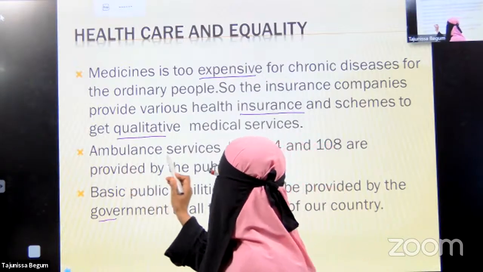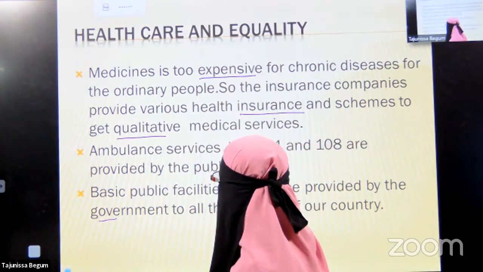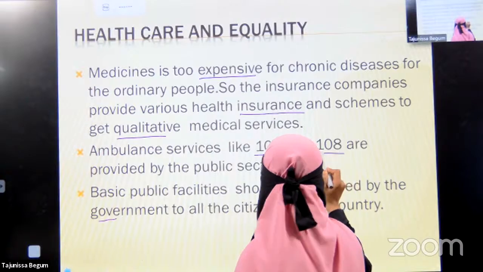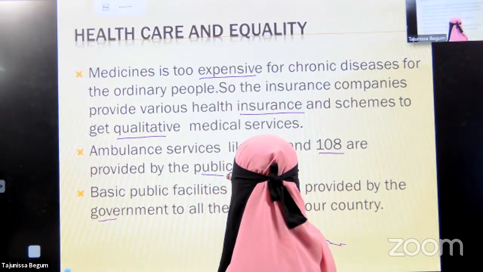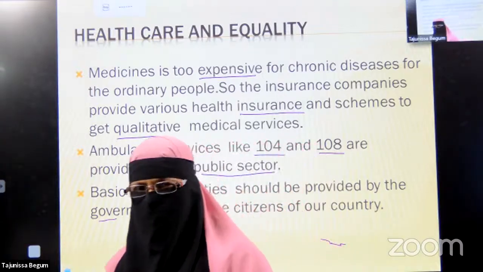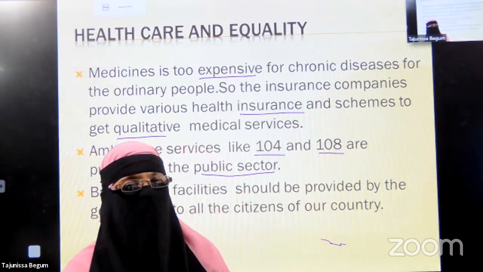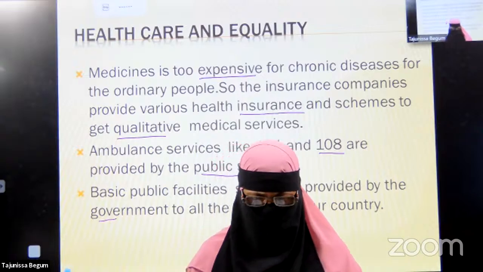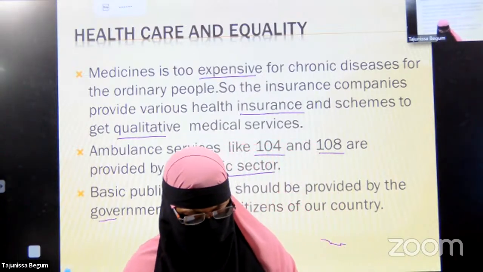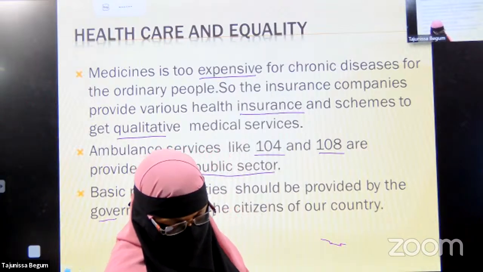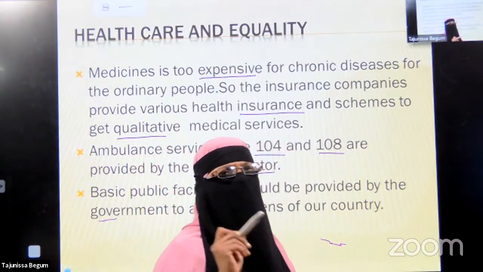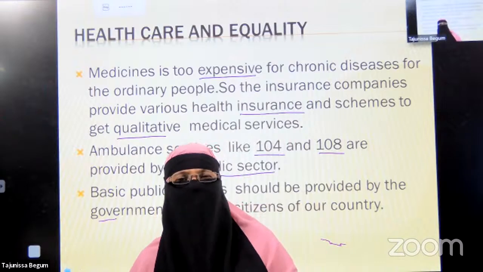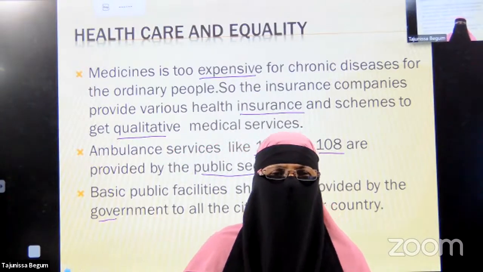Next will be ambulance service like 104. What is this 104? Did you come across the word 104? Yes. And 108 are provided by the public sector. If you want to hire an ambulance from the private sector, it is very costly. The common people cannot afford it. But if you call 108, the ambulance will reach the patient within a short time and take the patient to the nearby health centers. Understood? That is 108.